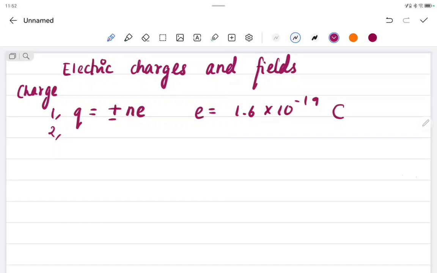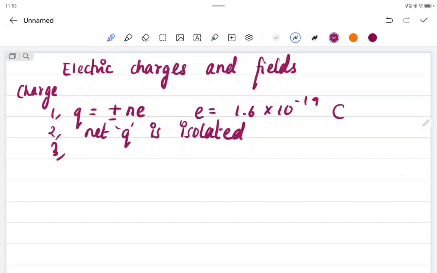Second, it cannot be created or destroyed. That is, the net charge is always conserved. And the third thing is, you can add the charges. Electric charges are additive. If you want the total charge, you can do the algebraic sum of the individual charges.